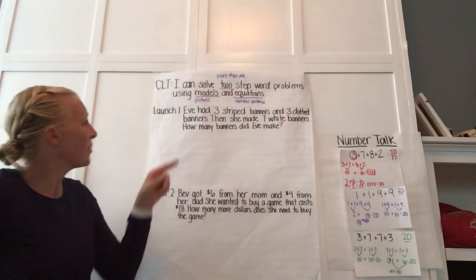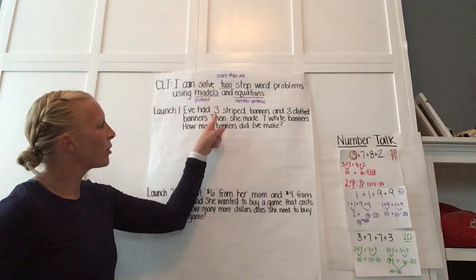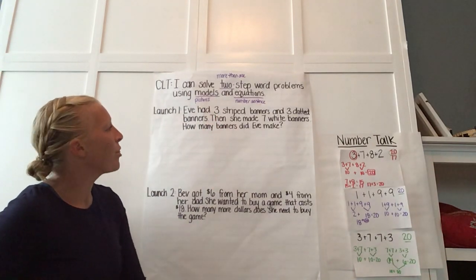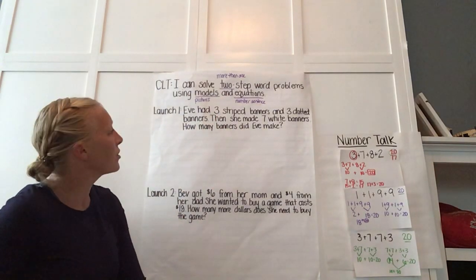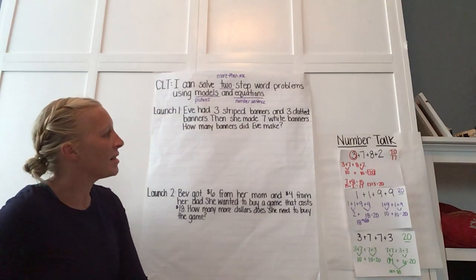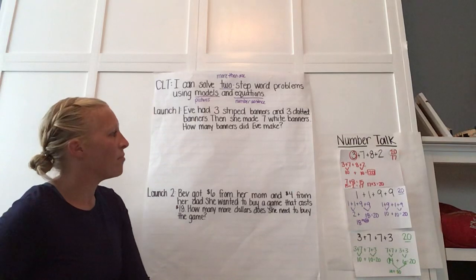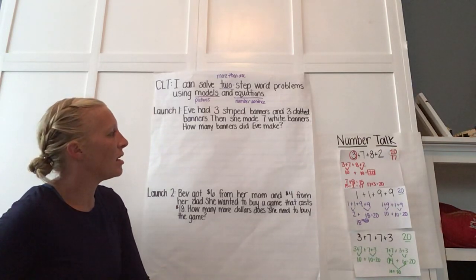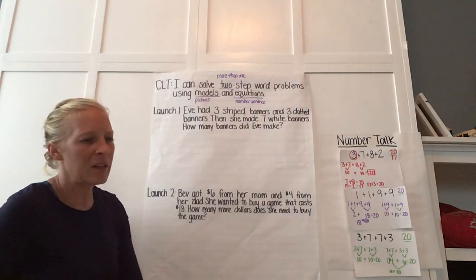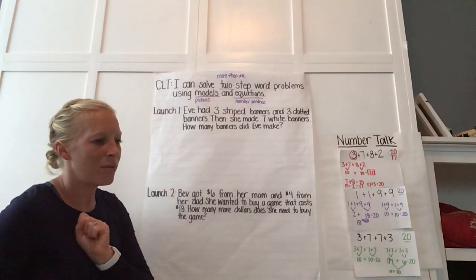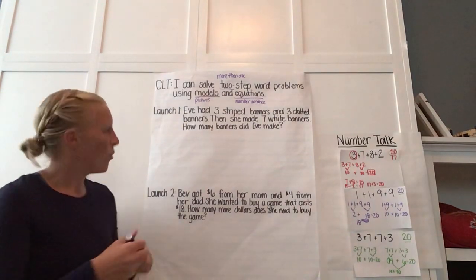Let's go. Eve had 3 striped banners and 3 dotted banners. Then she made 7 white banners. How many banners did Eve make? Let me read that for you one more time. What are you wondering? What is a banner?